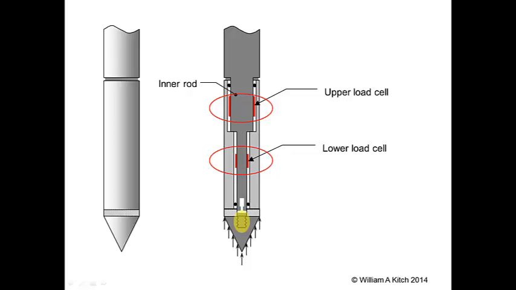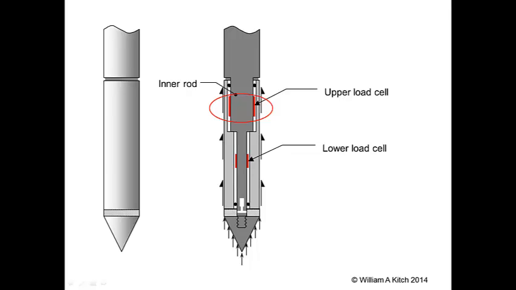The soil at the side of the probe imparts a shear force along the outside of the friction sleeve. The friction sleeve transfers this side friction to the inner rod at the shoulder, where the friction sleeve and the inner rod meet. Therefore, the friction force is measured only by the upper load cell. By simultaneously reading both the upper and lower load cells, it is possible to separate the end-bearing load, measured by both load cells, from the side friction force, which is measured only by the upper load cell.